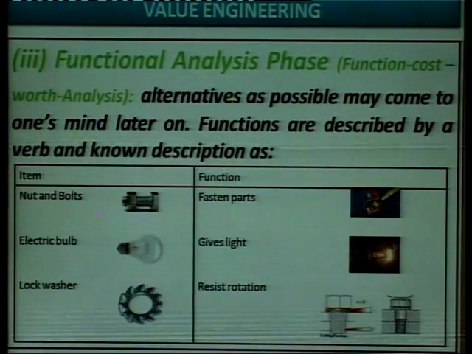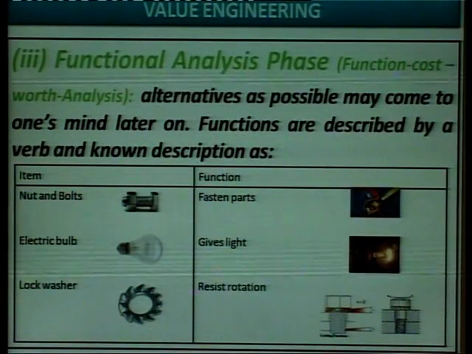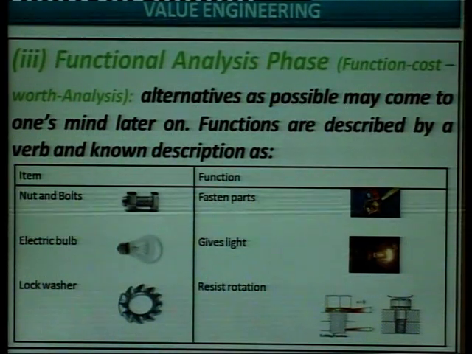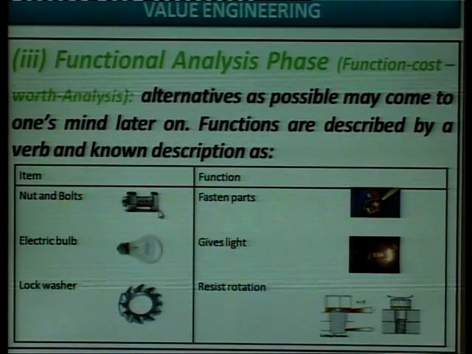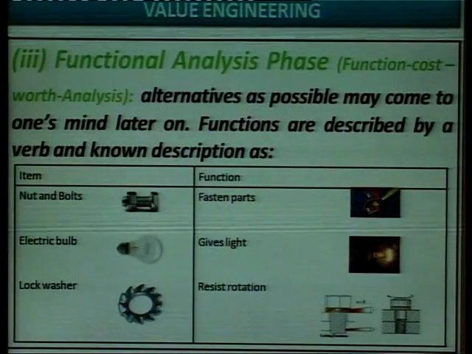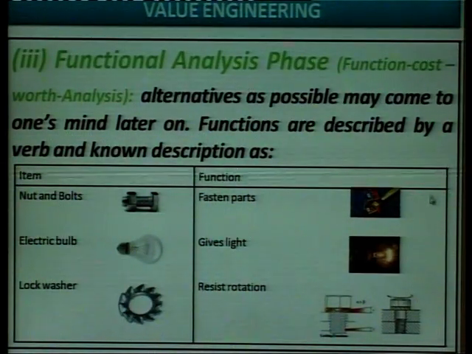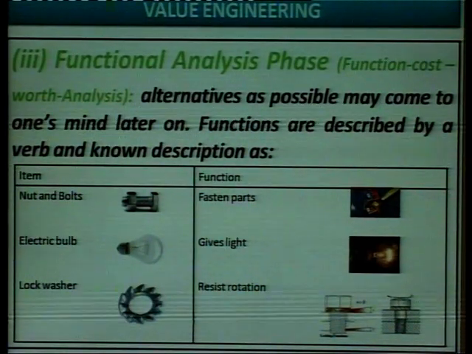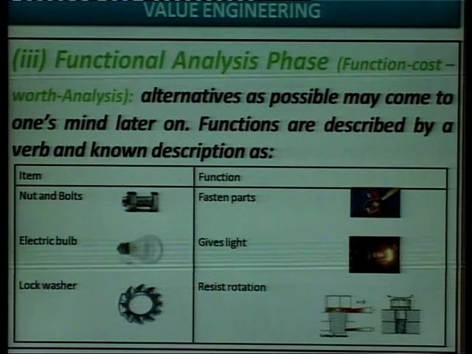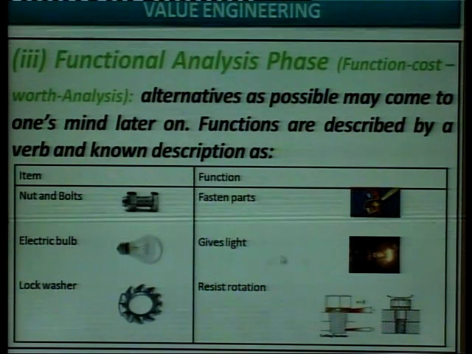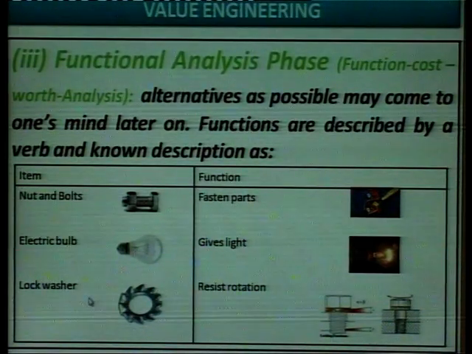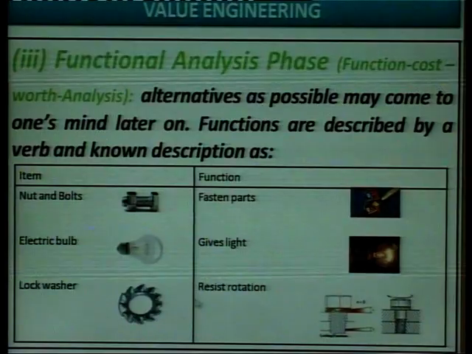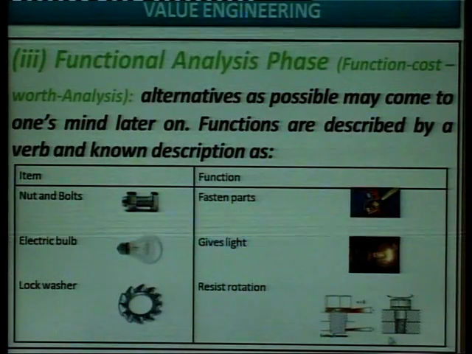Functions are described by a verb and noun description as, for example, nut and bolt. This nut and bolt is used to fasten the parts. Here you can see clearly. Electric bulb, it gives light to us. Lock washer, it is used to resist rotation.